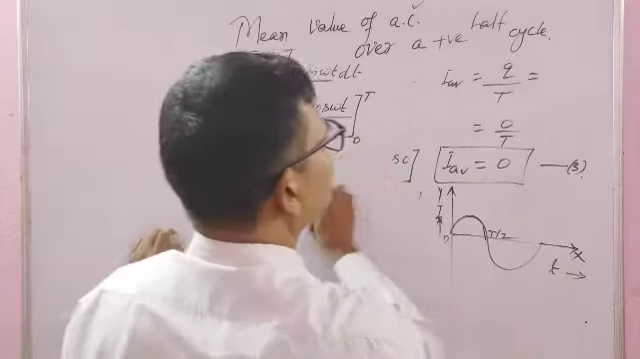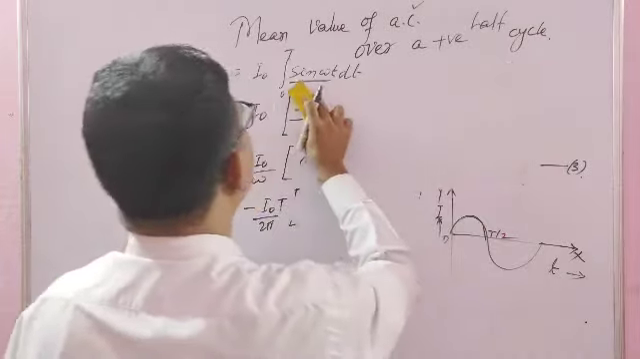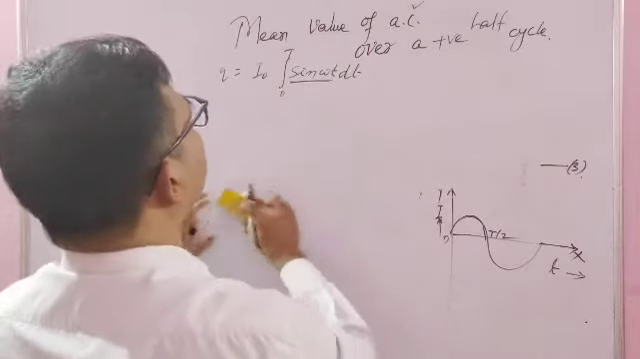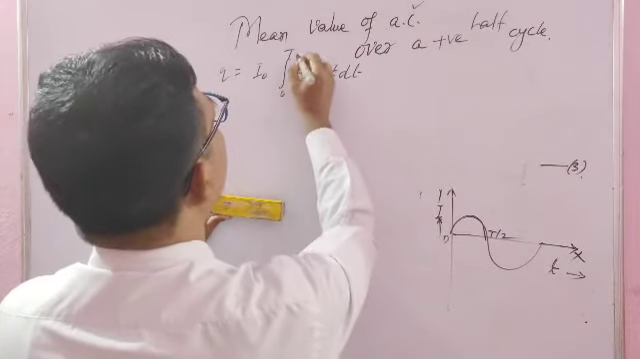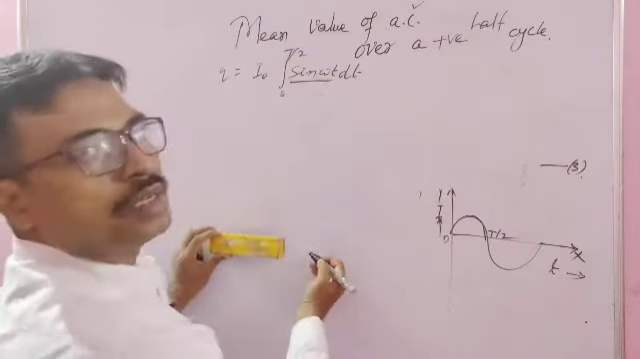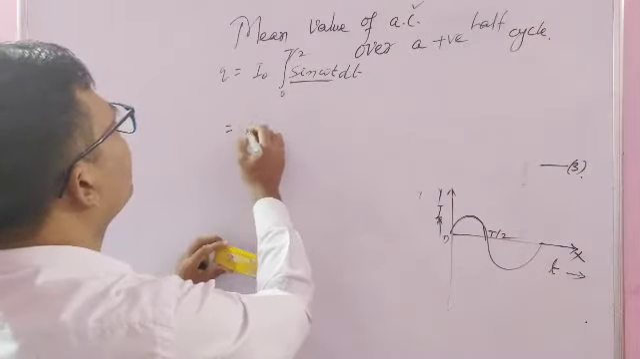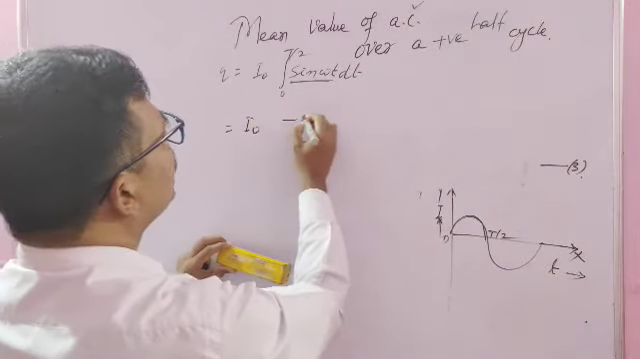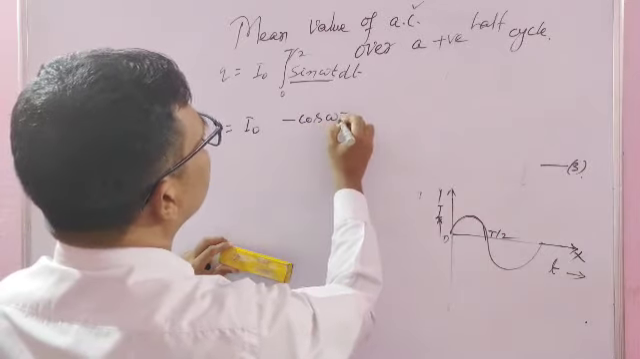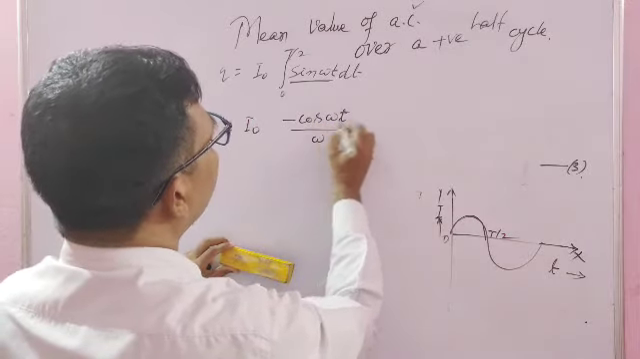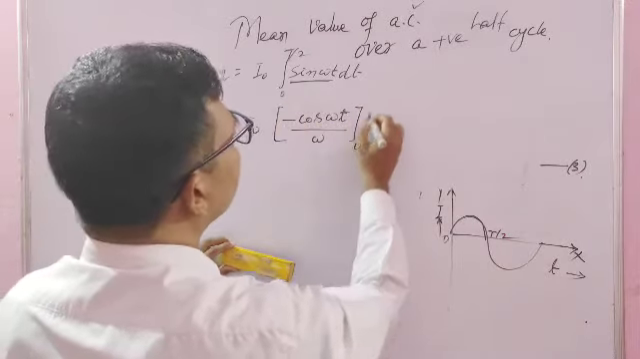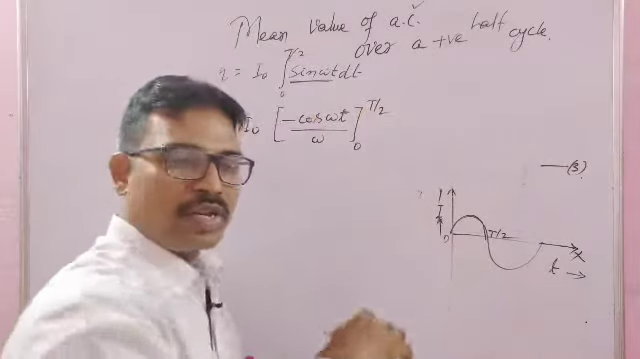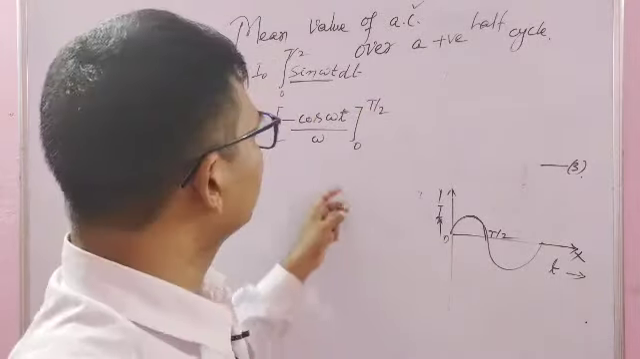Okay, now the question is, you will only change for a positive half cycle, the value is 0 to T by 2. So now what will you write? I naught, that is minus cos omega t by omega, here 0 to T by 2. Can you solve? Can I give homework?